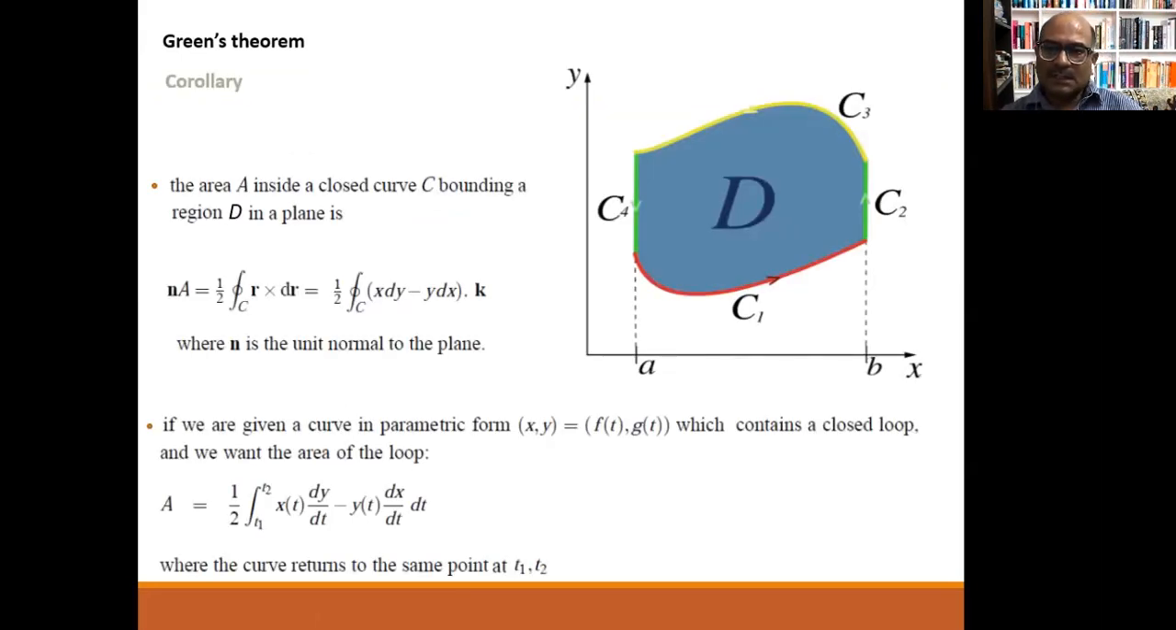Now, as a corollary to this Green's theorem, we can find the area A inside a closed curve C bounding a region R in a plane, like in this diagram. The area A is half of the closed curve integral over C of r cross dr. You can easily find this: A is half the closed curve integral over C of (x dy minus y dx), dot k, from A to B. Okay, so C1, C2, C3, C4 accordingly. And if we are given a curve in parametric form, (x, y) equals (f(t), g(t)), we can easily find A in terms of k.